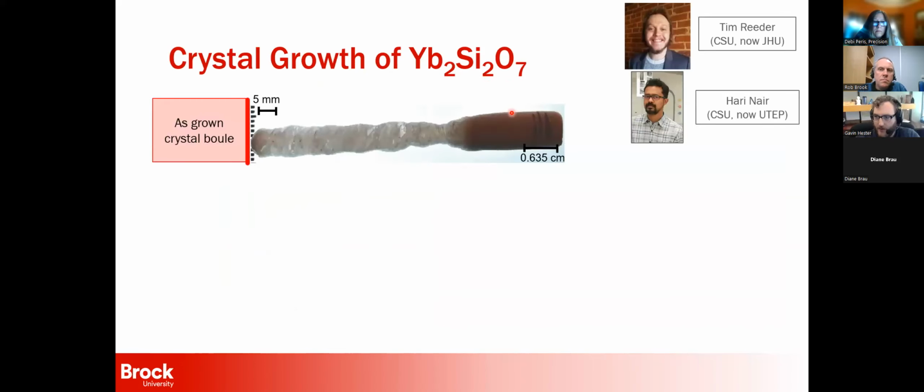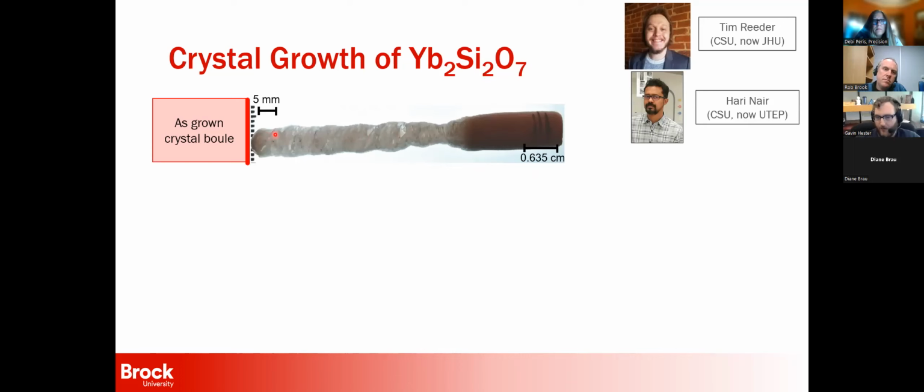And so when we did the growths, these were actually started by a couple of former colleagues of mine during my PhD and then kind of continued on by me. So this is what our crystal as grown from the floating zone furnace was. Down here at the right side where it's dark, that's where our seed crystal was. And then we kind of grew off of that.